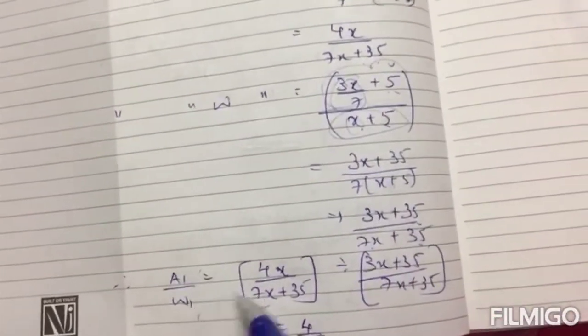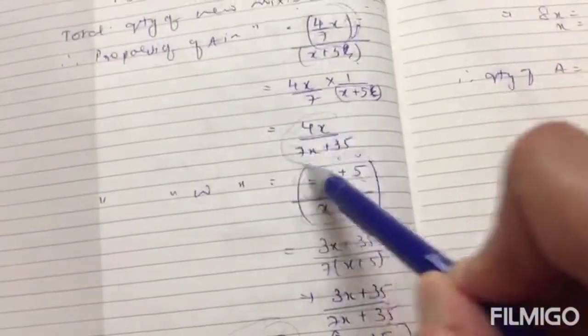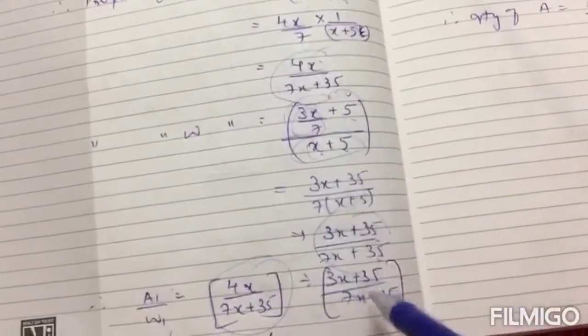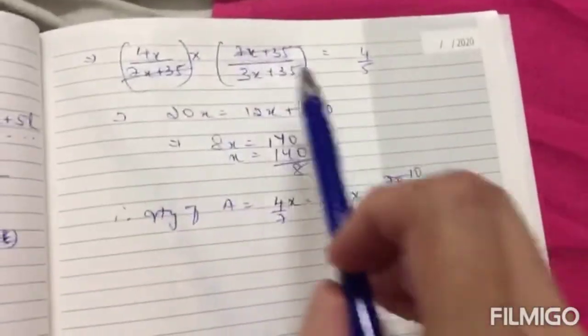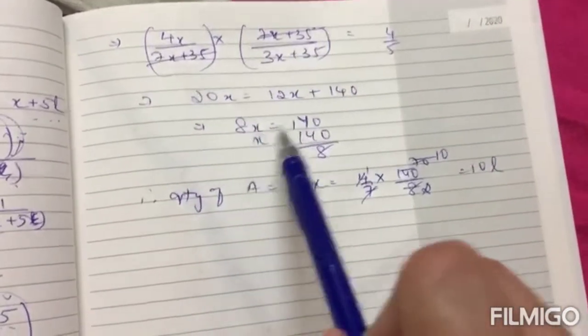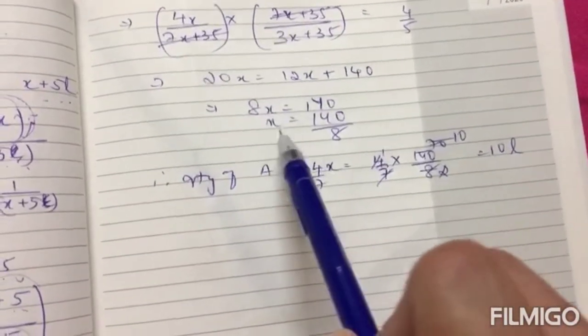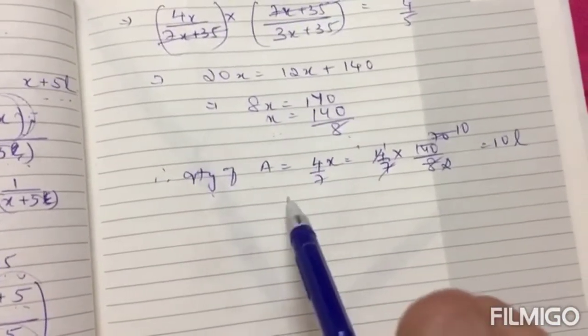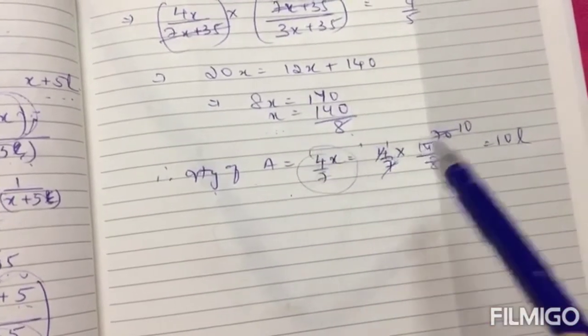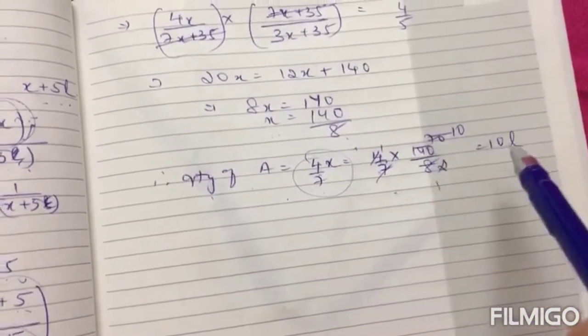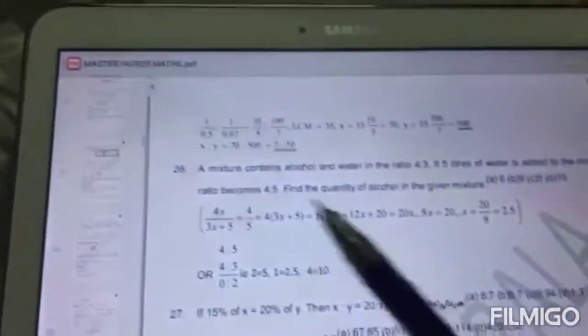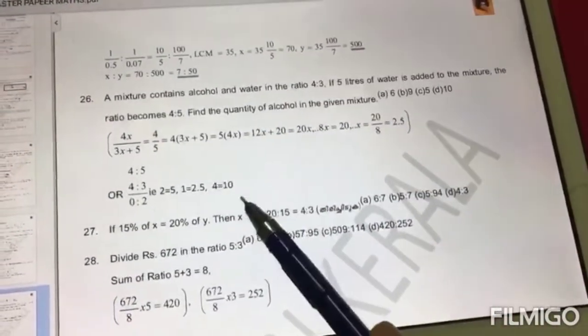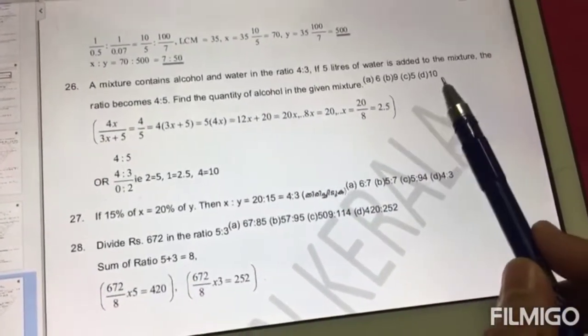Now, the new ratio of alcohol is the new quantity of alcohol, this one, divided by the new quantity of water, which is this, which is equal to 4:5, right? So when you simplify and cross multiply, you will get 8x is equal to 140, that implies x is equal to 140 by 8. So finding the quantity of alcohol would be 4/7 of x, which is 4/7 into 140 by 8, which gives you 10 liters. Oops, I'm sorry, wrong screen. Yes, this is 10 liters, right? Answer is 10.